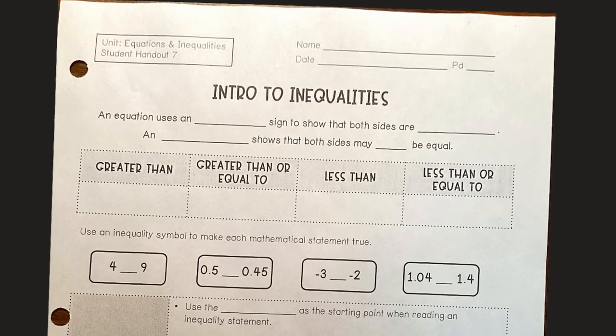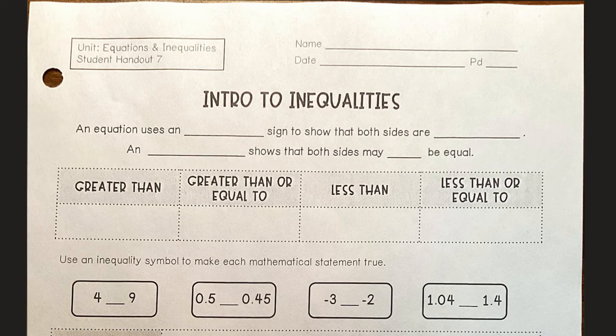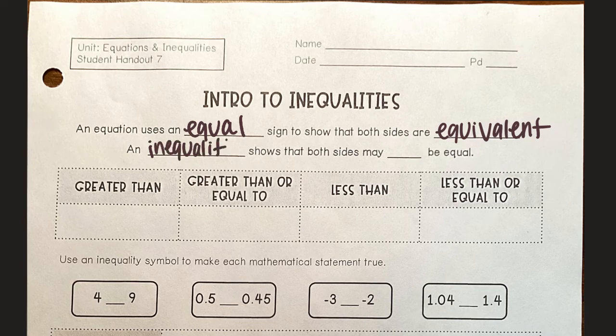Once you've filled out your table of contents, when looking at your notes page, at the very top it says Intro to Inequalities. It says an equation uses an equal sign to show that both sides are equivalent. Okay, so we know because of the equal sign that both sides of our equation are equal to each other. Now, an inequality shows that both sides may not actually be equal to each other.